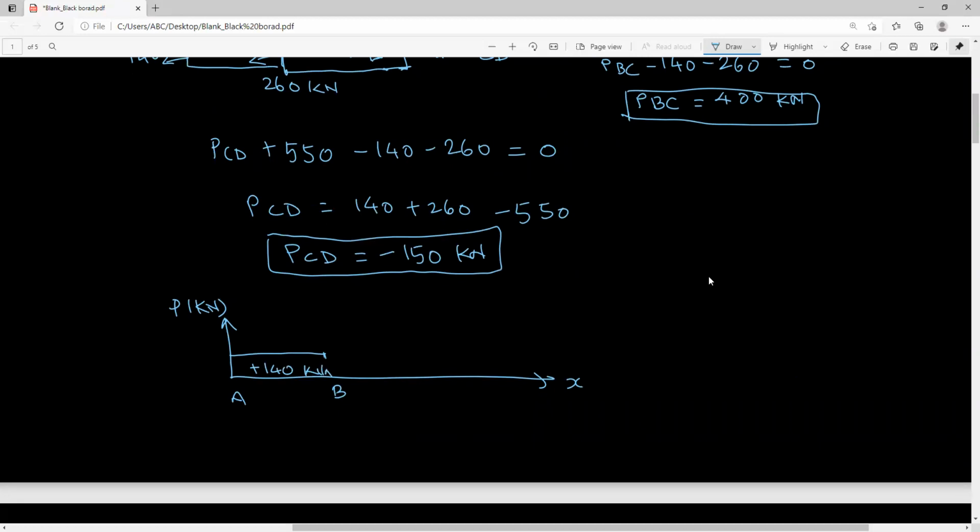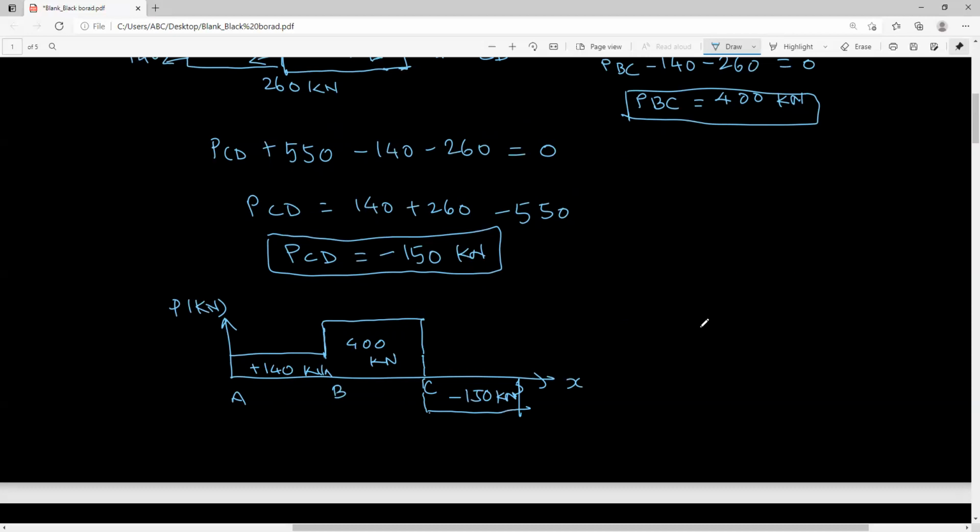Then from B to C, we can show the 400. This is your point C here. And it is again constant, the 400 kilonewton positive. Now the third portion, that is CD, you have the compressive force. So just change your sign here and show it as minus 150 kilonewton.